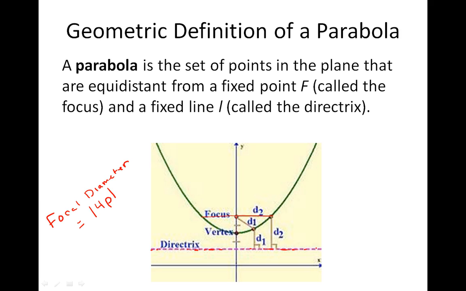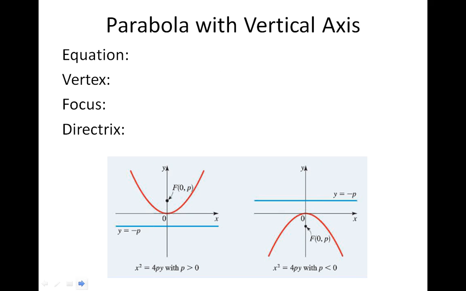So you can see that if you wanted to know just the distance from here to here, you could just divide that focal diameter in half. And also keep in mind, if you know the focus, you would know that the directrix is just going to be in the opposite direction as that. So let's go ahead and move on to the first examples.